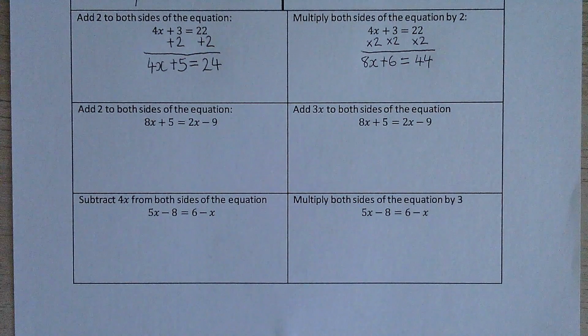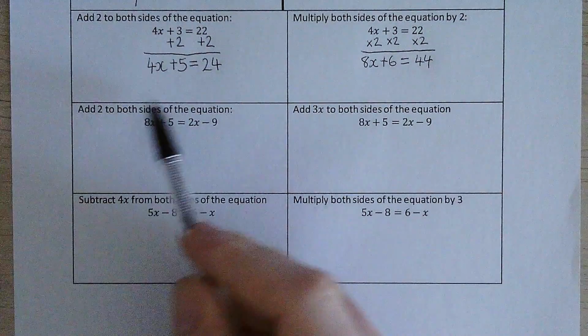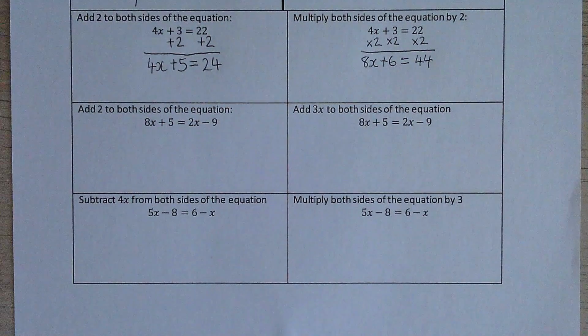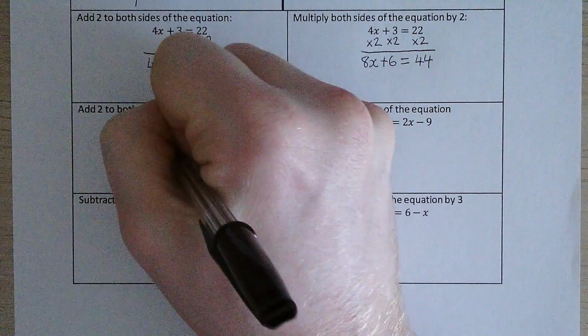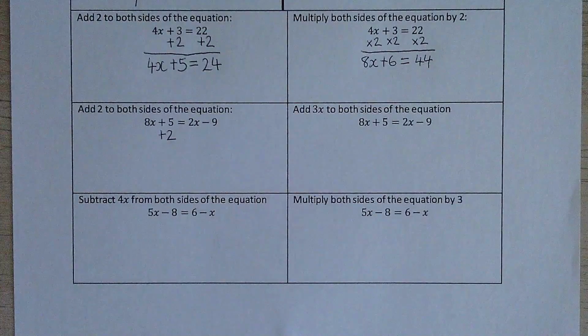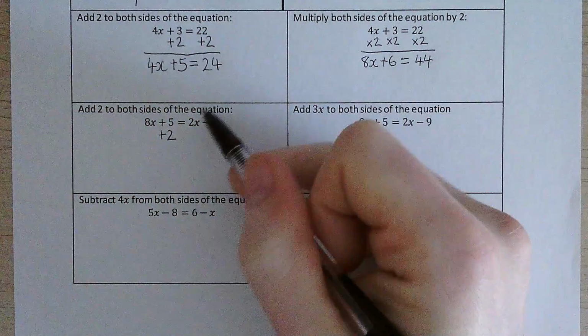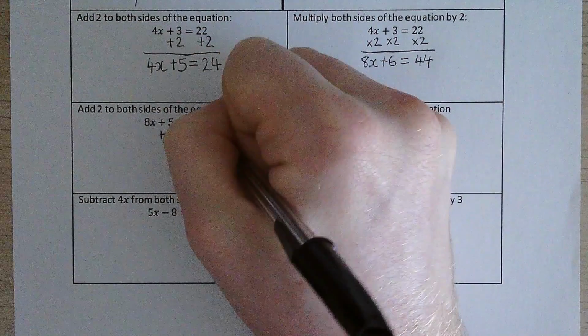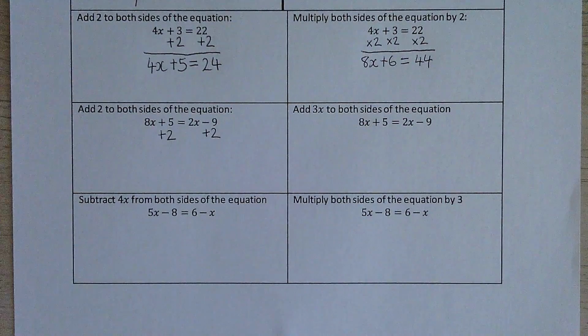On to question 3, and we need to add 2 to both sides of this equation. Again, because we are adding, we are looking for like terms that I'm allowed to add 2 to. So on the left hand side, we're going to add 2 to positive 5, so I'm writing a positive 2 underneath positive 5. On the right hand side of the equation, I'm allowed to collect a minus 9 with an add 2, so we write the add 2 underneath minus 9.